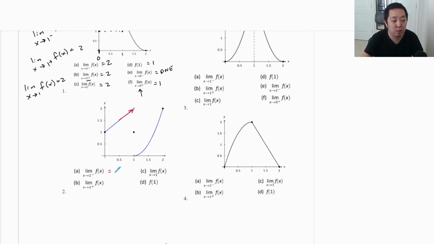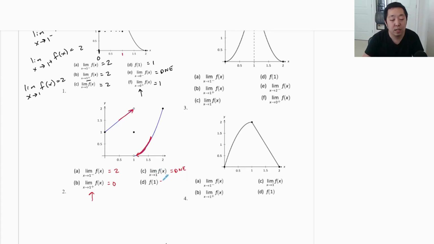The y value is approaching positive 2. How about coming from the right? Approaching 1 from the right would be following this curve here. Because here's 1, and we're following the graph, and then you can see the y value is going to approach 0 there. And because the left and the right approach 2 different values, then we say the limit as x approaches 1 does not exist.